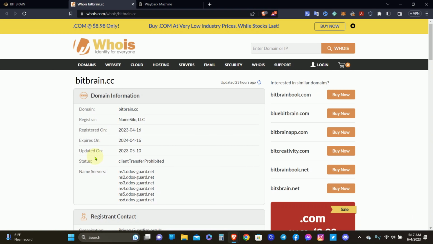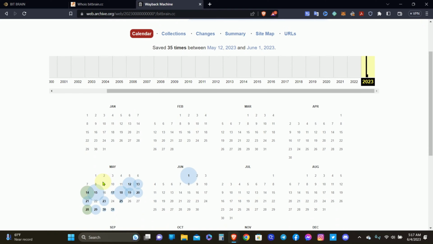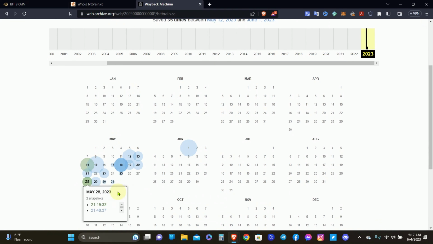If you go to whois.com, the domain was purchased on April the 16th of this year, and it was updated on the 10th of May of this year. Then you go to the Wayback Machine, and all the activity started in the month of May on this website, and here we are on the 4th of June. So there's a lot of people that have been able to get into this early and probably make a whole lot of money so far, but you never know when this thing is going to exit scam. I was getting ready to do a video on another project that had already exit scammed before I was able to do the video.